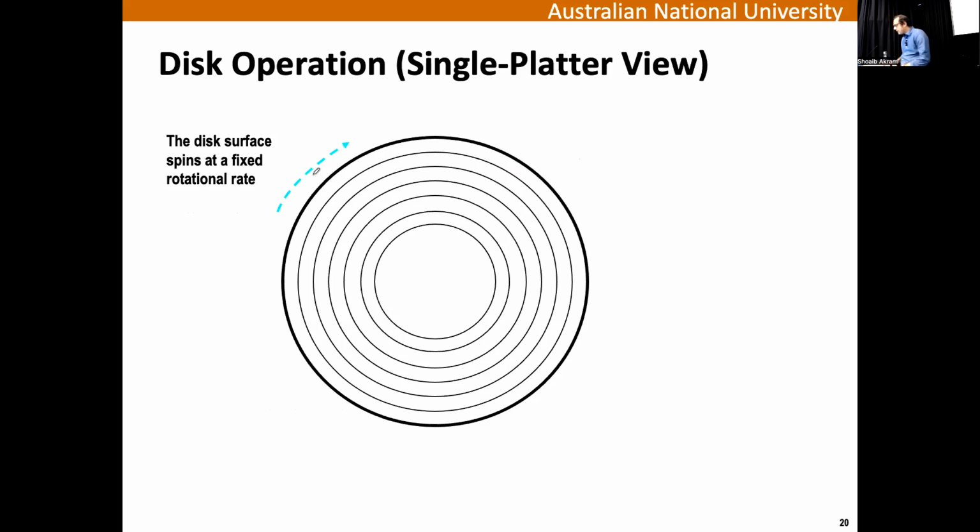So now let's see how the operation works, and this will clarify further the differences between RAM and disk. Okay, so the disk surface spins at a fixed rotational rate. Now I'm going to animate how the spindle spins the platters.